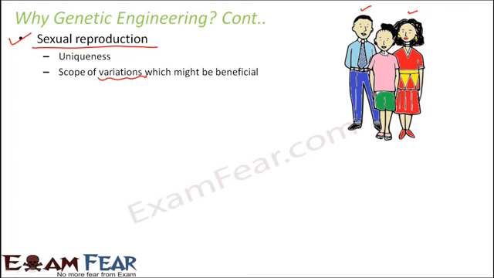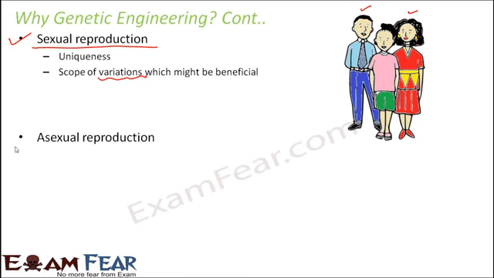Now another example is that of the long neck of the giraffe. Earlier giraffes never had that long neck, but due to variations, it happened that some giraffes started having a long neck and it proved to be beneficial to the animal, and that is how these variations started becoming more and more common. So in sexual reproduction, there is uniqueness, that is, each organism is going to have its own identity and no two organisms are going to be exactly identical.